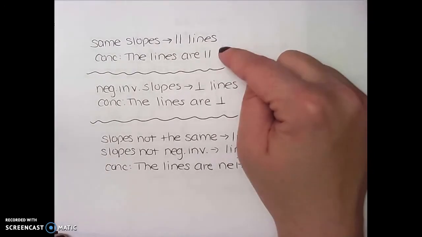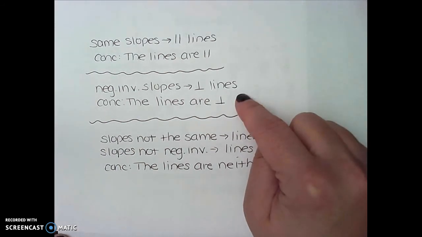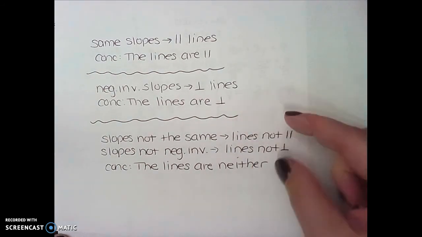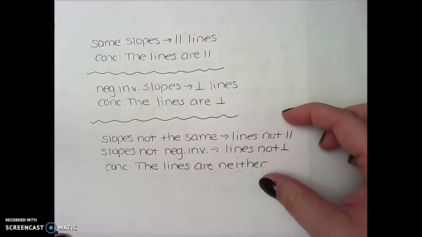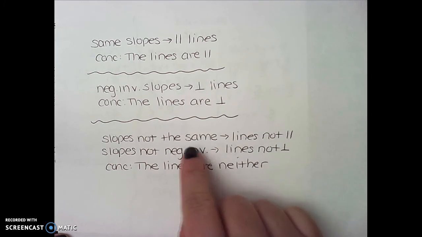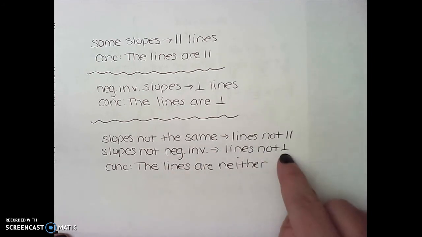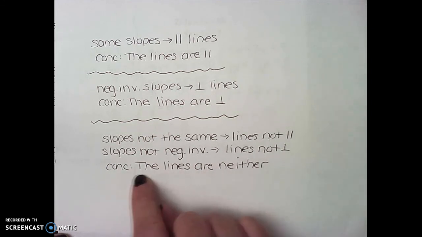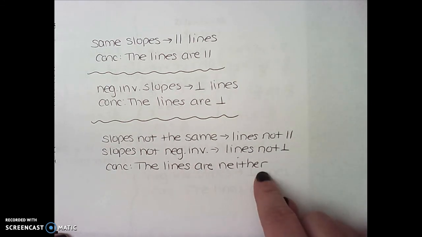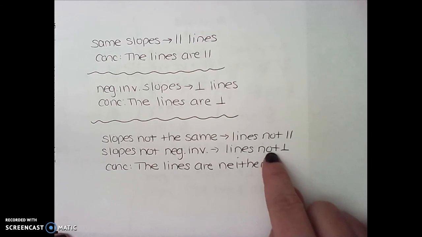So here's what our explanations should look like in the three cases. In number 1, we saw an example of proving that the lines are parallel. In number 2, we saw an example proving that the lines are perpendicular. The last case, this is what our explanation should look like. If the slopes are not the same, then the lines are not parallel. If the slopes are not negative inverses, the lines are not perpendicular. So therefore, our conclusion is that the lines are neither. Don't forget, when we're showing that the slopes are not negative inverses, we have to still multiply the slopes together and show that we do not get negative 1. And that's it.